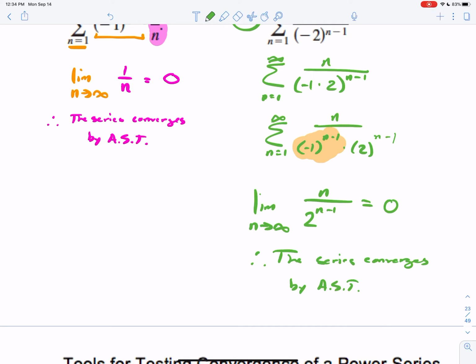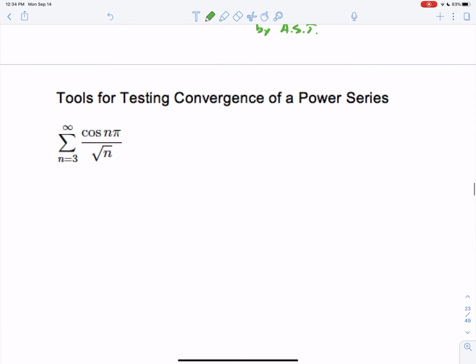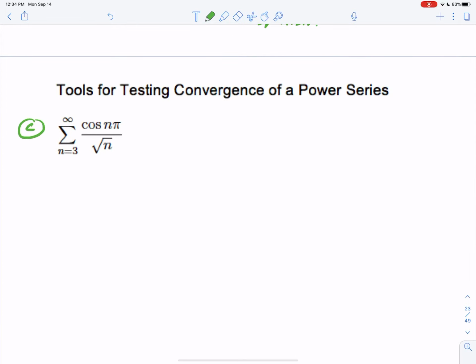All right. So again, as I've said in the previous lessons, it's easy to run your test. The challenge is knowing which test to run. Okay. Let's keep going. Here's another one. Here's part C. All right.